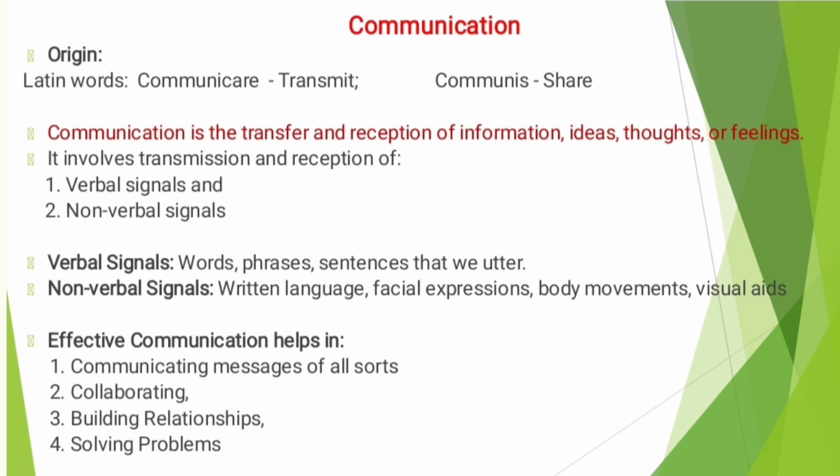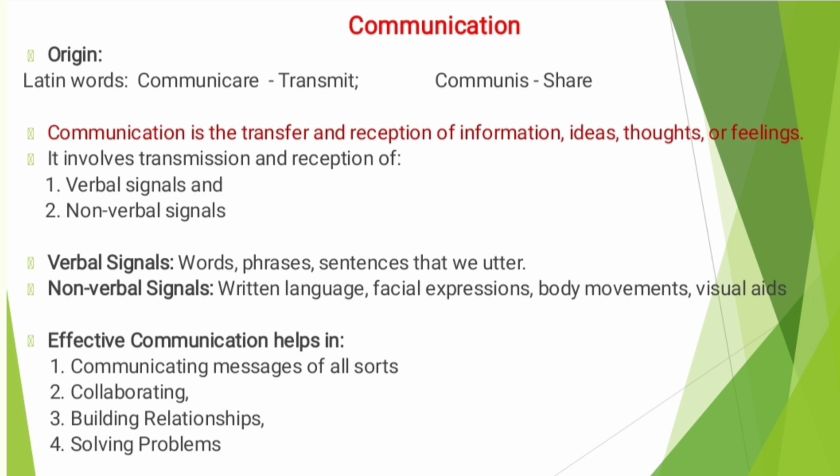Now, the process of communication involves transmission and reception of 2 things. These 2 things are verbal signals and non-verbal signals. Now, what are the verbal signals? Words, phrases, sentences that we utter, that we speak, are actually the verbal signals. And what are the non-verbal signals? For example, written language, facial expression, body movements, visual aids, etc. are said to be the non-verbal signals.